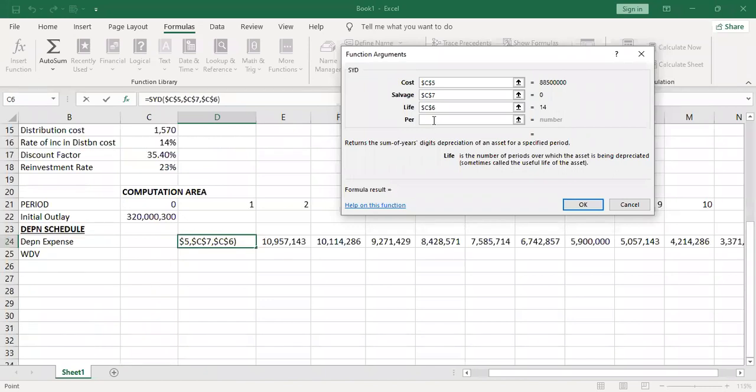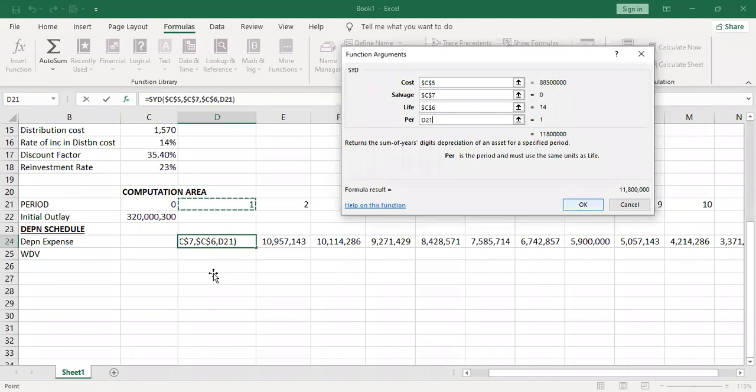And then you go to PER, which is the same as period. I'm calculating depreciation for period 1, so I'm going to click on 1 here. And I'm not fixing the period. So you click on OK.